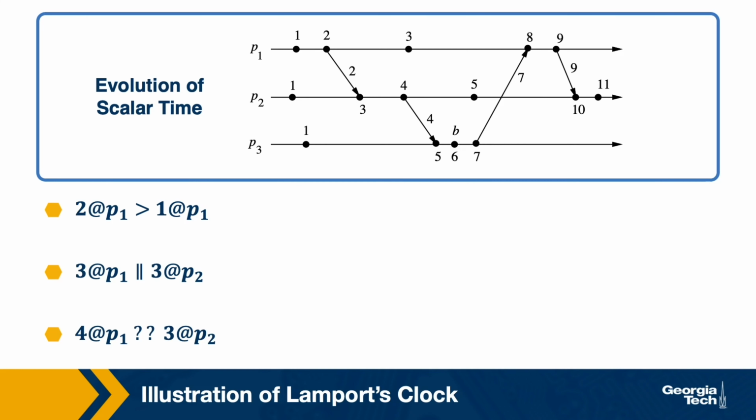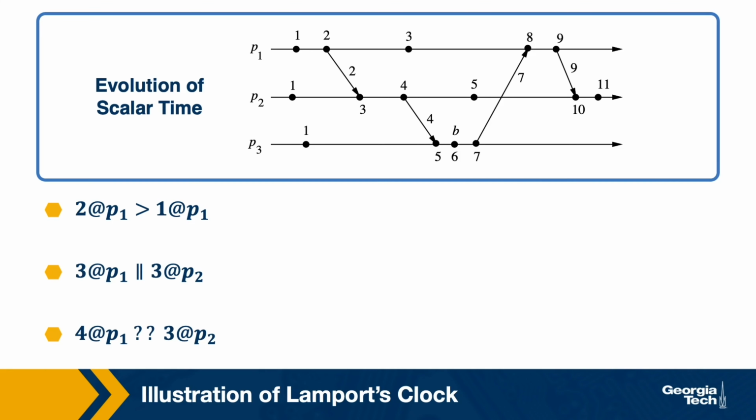Lamport's scalar clock satisfies only the clock consistency condition, meaning that if A happens before B, it guarantees that the timestamp C of A is less than the timestamp C of B. But it doesn't guarantee anything about the other way around. With Lamport clocks, just by looking at the timestamp, we cannot make a guarantee about the happens before relationship. So what does that mean? For these two events specifically, if we look at them, we see that in principle, they're also concurrent.